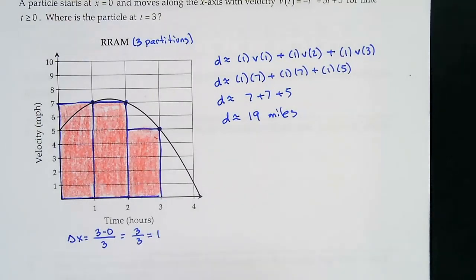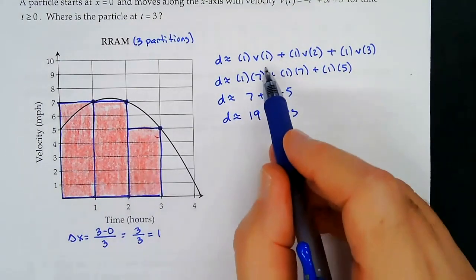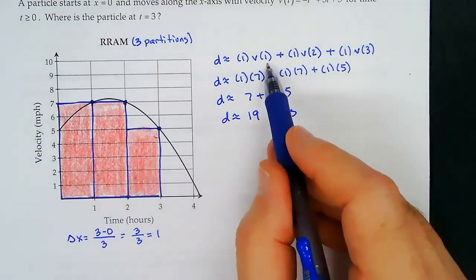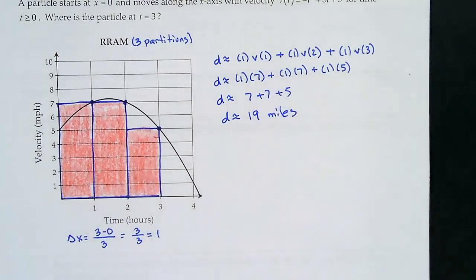So RRAM is, we use the right side. So whatever this delta X is, that's where we're going to put the first value into our function from the start. So we started at 0, 1 away would be 1. So that's why we have V of 1 here and not V of 0.